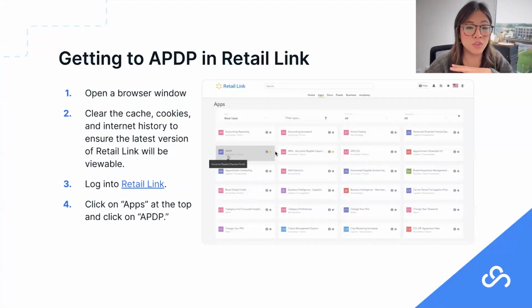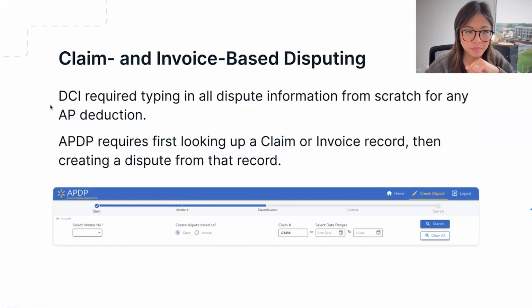So if you are in the finance world, I would really recommend APDP, APIS, which is Accounts Payable Inquiry System, as well as the Accounting Scorecard. Those are 3 really great basic applications that you should have to really get a handle of your finances as it regards to Walmart.